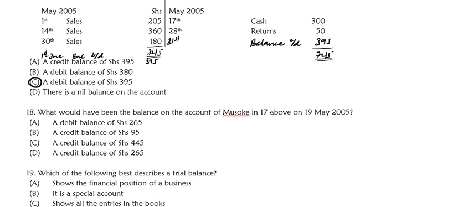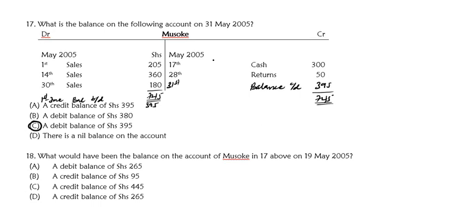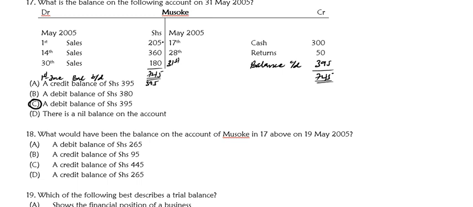What would have been the balance on the account of Musoke on 19th May? In 17 above, on 19 it made 1005. Now if they say on 19 it made 1005, what would have been the balance? I'm going to just consider the sales on the 1st, the 14th sales, then cash 17th. I will just consider 205, 360, and then the credit of 300. So get your 205 plus 360 minus 300. In other words, you just come up with a balance on the account on 19th May. So you have to ignore all the transactions after 19th May.